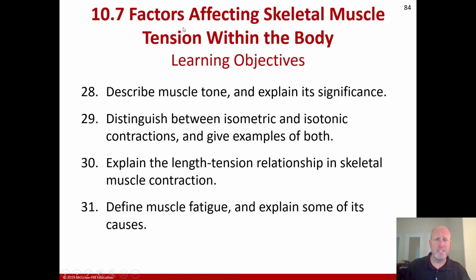Now we'll talk about section 10.7 and factors affecting the skeletal muscle tension within the body. We should be able to describe muscle tone and explain its significance here as one of the objectives. Distinguish between isometric and isotonic contractions and give examples of both. Explain the length-tension relationship in skeletal muscle contraction, and define muscle fatigue and explain some of its causes.